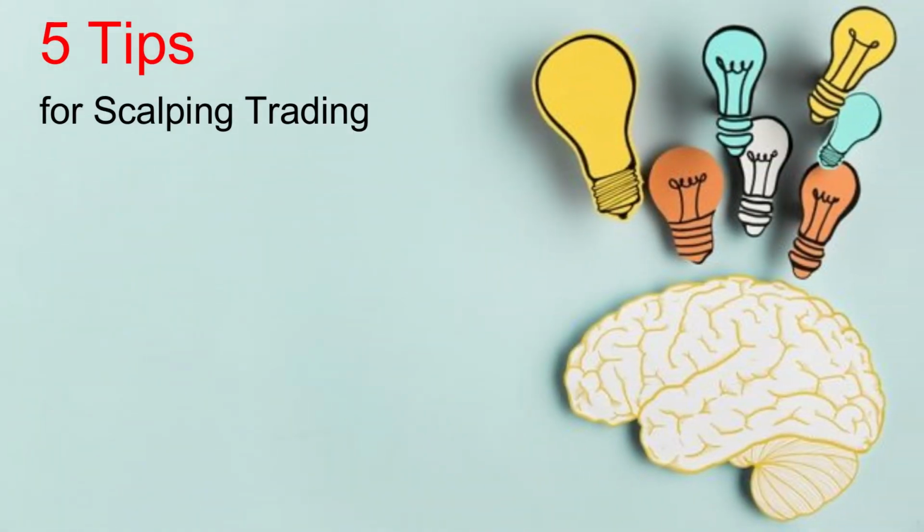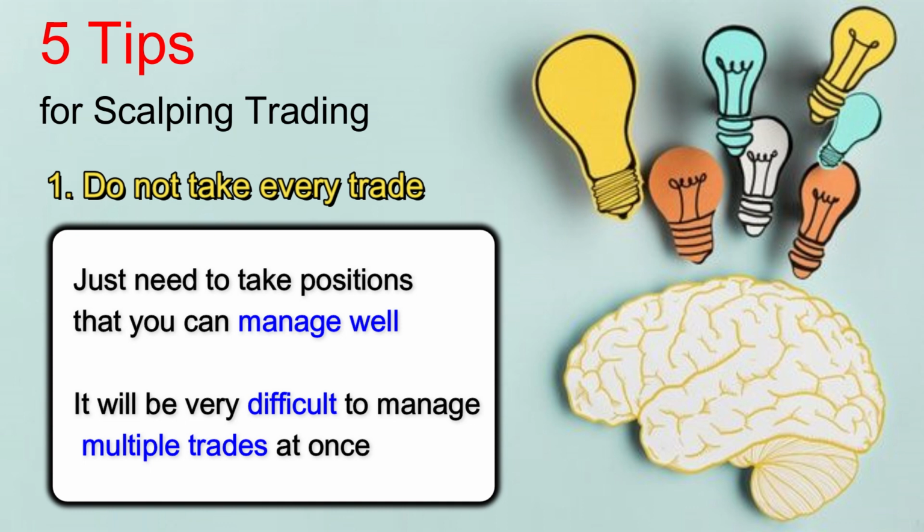Now I'm going to give you 5 quick tips to become an effective trader. The first tip is you don't have to take every trade. Especially when you're scalping, you'll come across situations where you'll get a lot of entry signals. And if that happens, you don't have to take them all. You just need to take positions that you can manage well. It will be very difficult to manage multiple trades at once, especially when you're scalping.